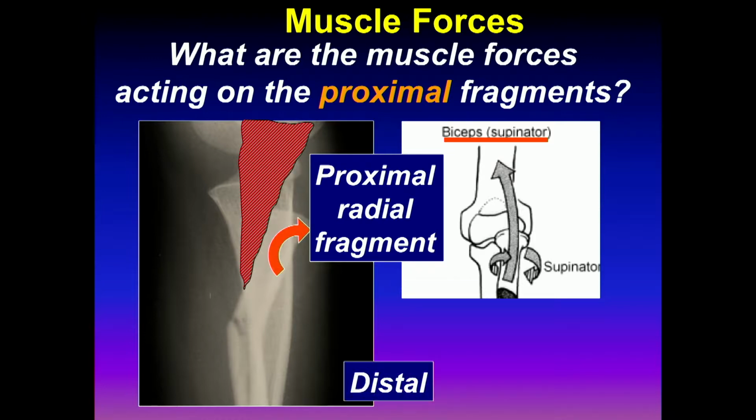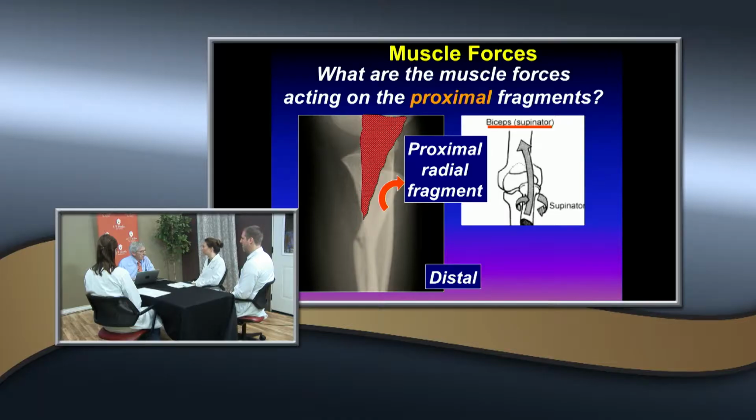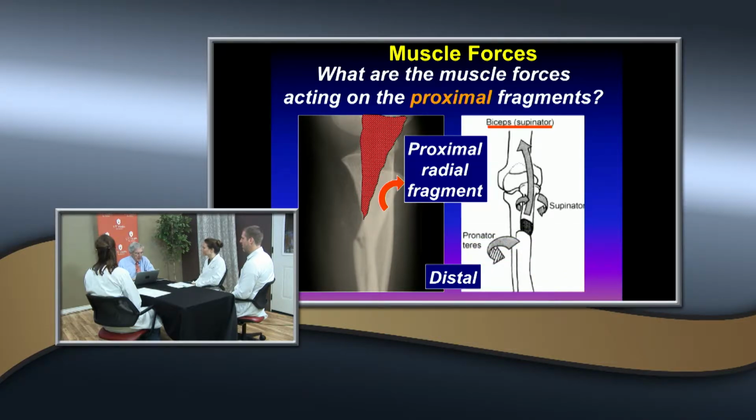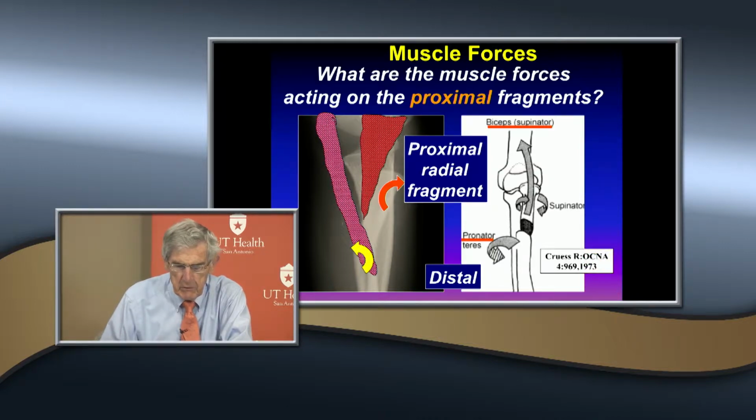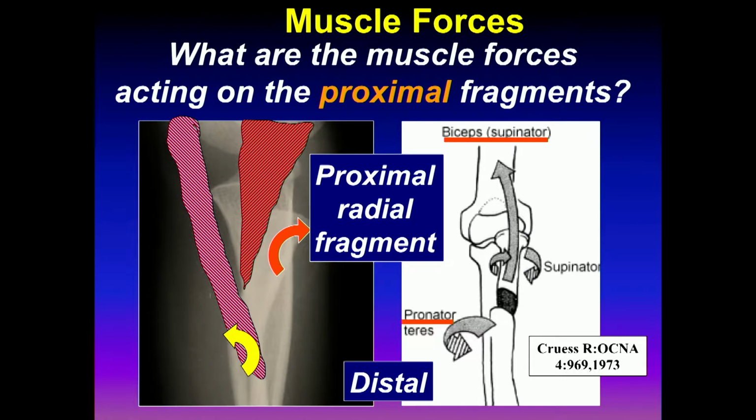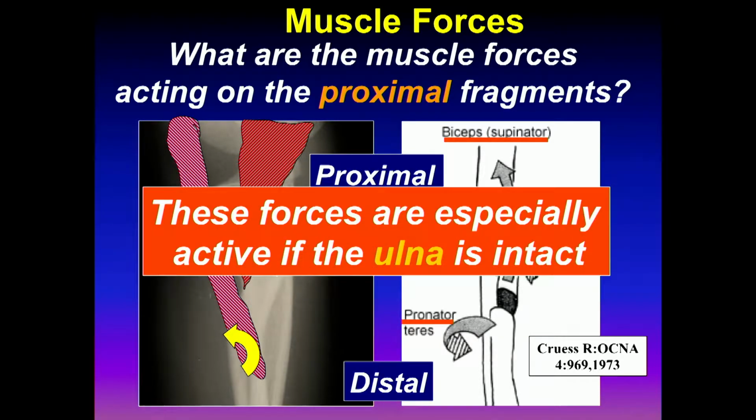What's on that distal fragment? The brachioradialis and the pronator. And the pronator, right. Mainly the pronator teres. So you have a rotational malalignment here when you break the integrity of the proximal radius right here. So you have to consider that when you're doing the reduction maneuvers, as we'll discuss. So these are especially active if the ulna is intact.